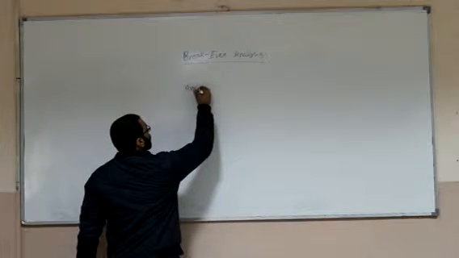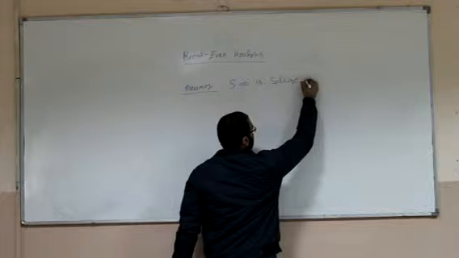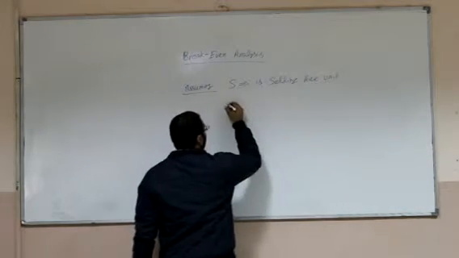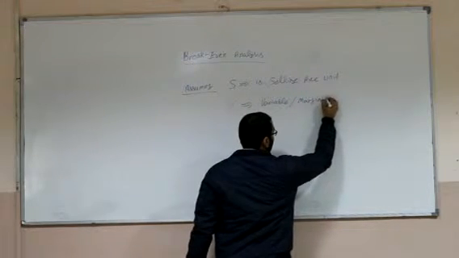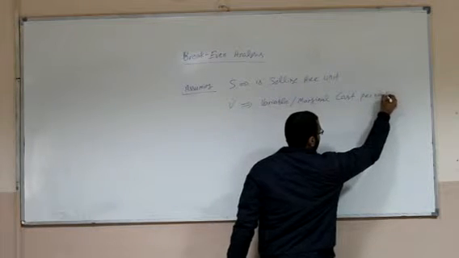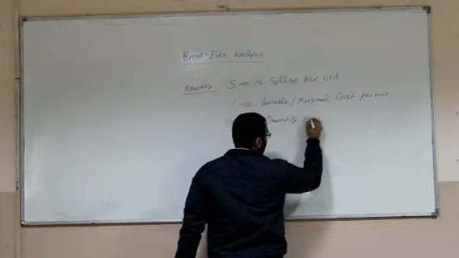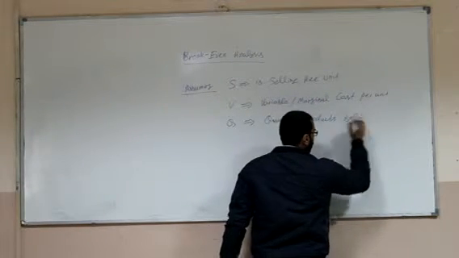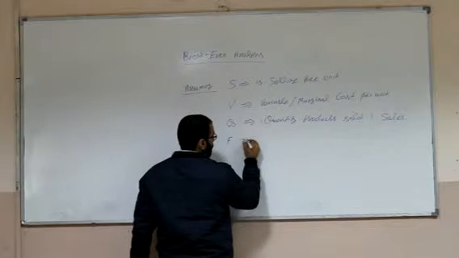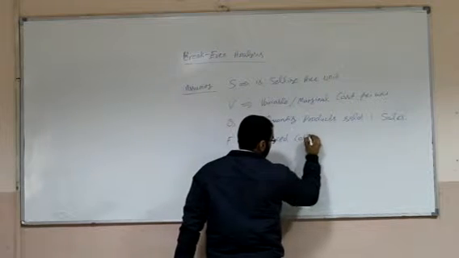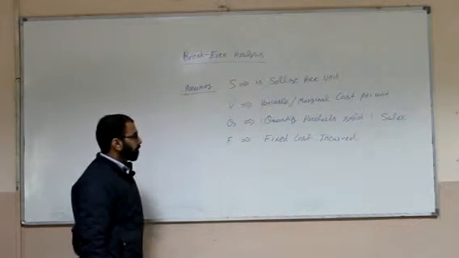Assuming S is selling price per unit, V is variable cost, sometimes also called marginal cost, per unit, Q is quantity of products sold, or we can simply say it is sales, and F is fixed cost. These are my variables.